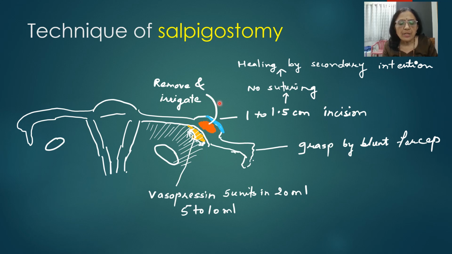Then a small incision is given, around 10 to 15 millimeters, and the products of conception or trophoblastic tissue is removed with the forceps, or it is irrigated with normal saline. If there is a possibility of spillage of the tissue in the abdominal cavity, thorough irrigation is also done. Suturing of this incision is not done, and it is left for healing by secondary intention.